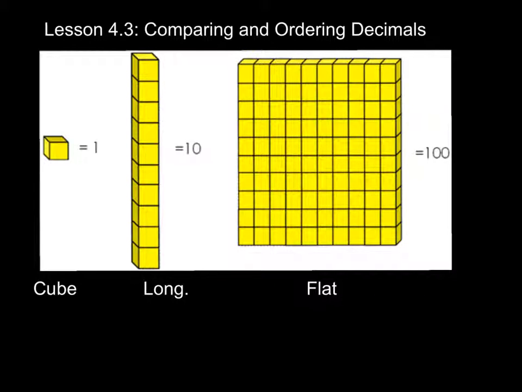On the left side, we have a cube. A cube is worth 1. To the right of the cube is 1 long. That long represents 10. It would take 10 longs to make the next base 10 block, which is the flat. The flat represents 100. In today's lesson, we are going to consider the flat to be the 1 or the whole. That means everything is going to be out of 100.